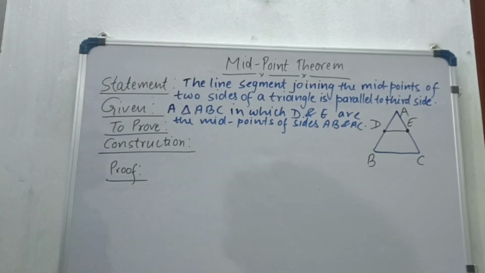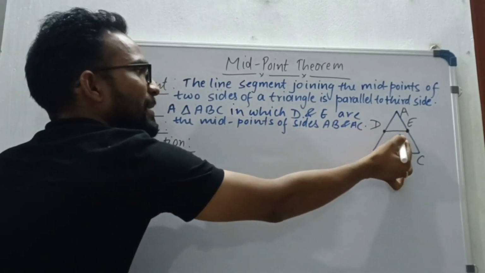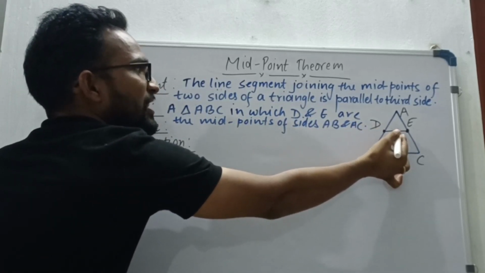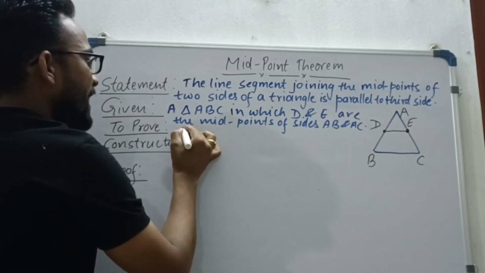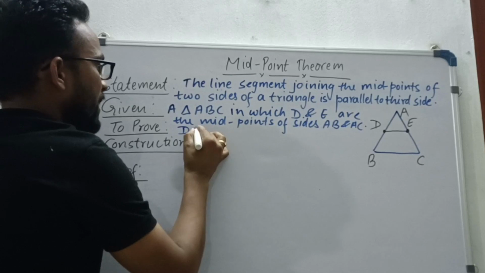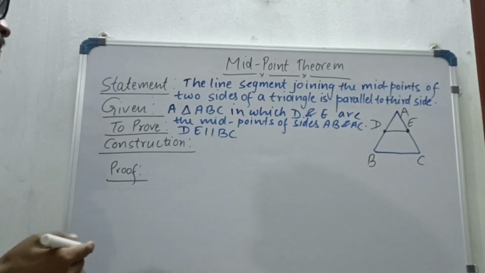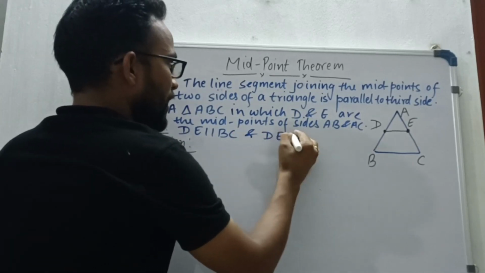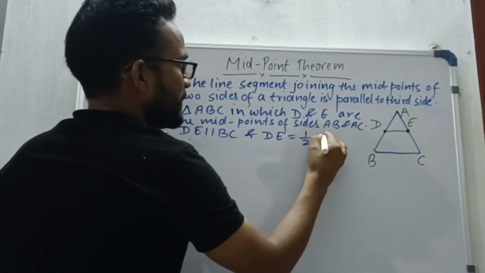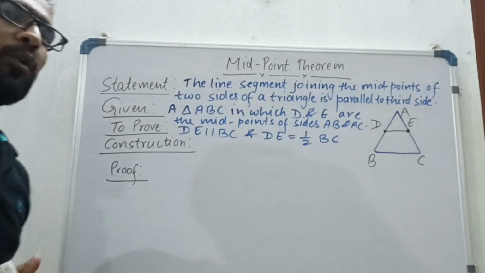Okay. So what do we have to prove? We have to prove that this line segment DE, when you join it, is parallel to BC. And another thing we also have to prove is that DE is equal to half BC. Okay?